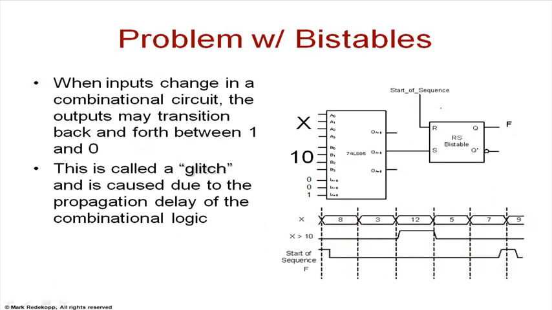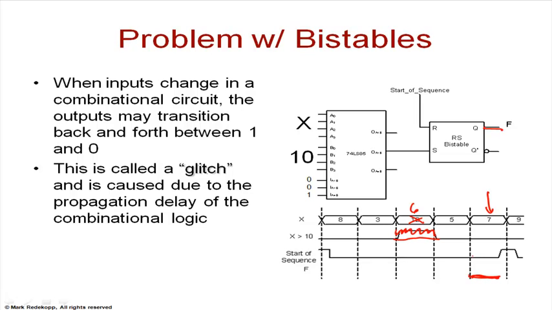Let's look at an issue, though, that comes up with these bistables. Let's say that now the sequence we have doesn't have any number greater than 10. So this is now all false. X is never greater than 10. What would you expect the output to be when you get to the end of the sequence? Well, you'd hope that it's a 0, right? You'd want it to be a 0.